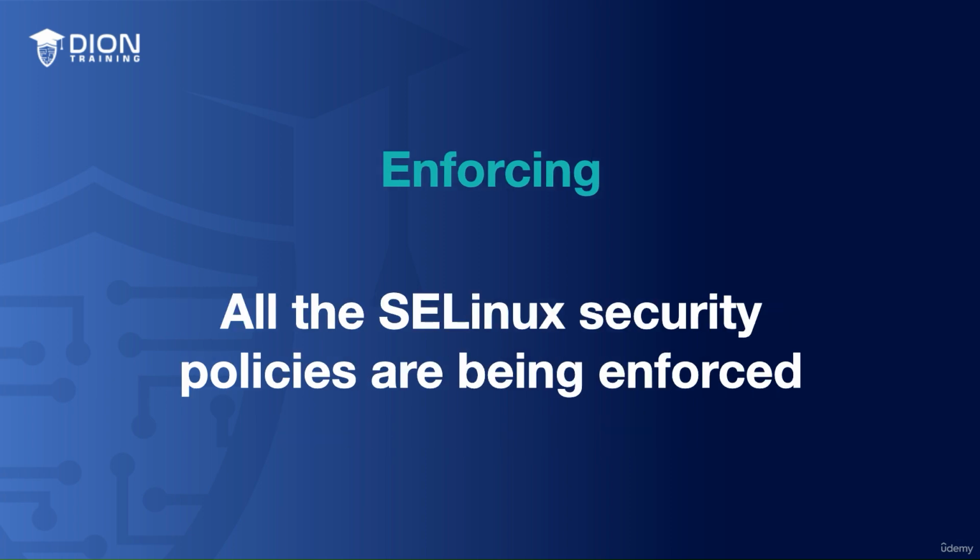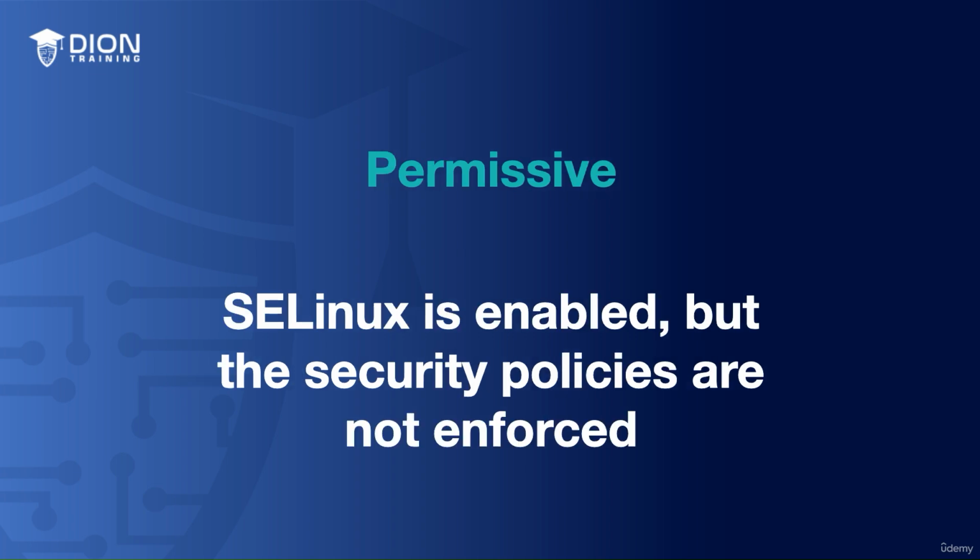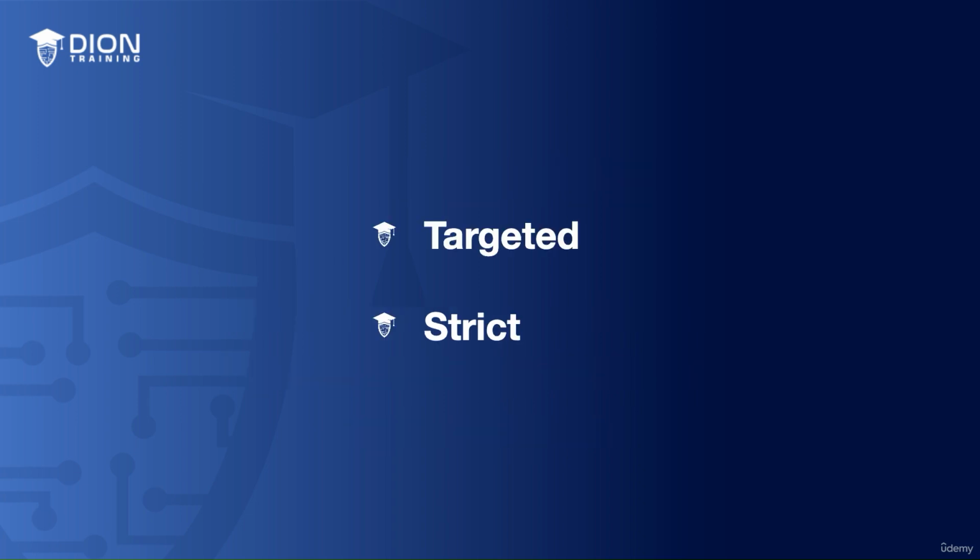Now, when we're using enforcing mode, all the SELinux security policies are being enforced. Therefore, the processes cannot violate any security policies because we have them and they're being enforced. The third one we have is known as permissive mode. Now, in permissive mode, SELinux is enabled, but the security policies are not enforced. And this means that processes can bypass the security policies. Now, SELinux policy is going to be used to describe the access permissions for all of your users, programs, processes, files, and devices that are going to be used and acted upon by the operating system. Now, SELinux can implement two different types of policies. These are known as targeted or strict.